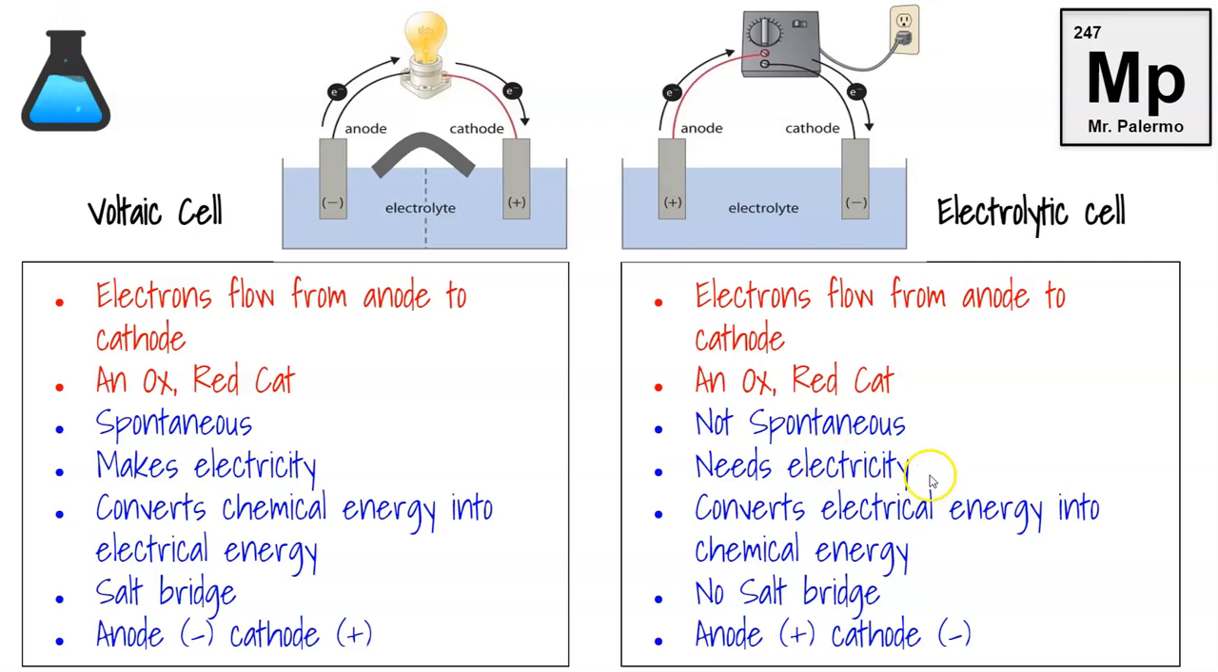For the electrolytic cell, it is not spontaneous, so we do need an outside power source like electricity. What it's going to do is take that power, that electricity, and convert it back into chemical energy. Notice there's no salt bridge in the electrolytic cell, and it's an easy way to identify it. And the difference in terms of charge is that the anode is going to be positive in the electrolytic cell and negative for the cathode in the electrolytic cell.